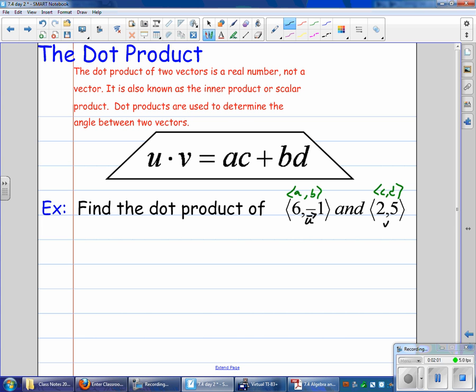and this vector v, to find the dot product here, we'd say u dot v is equal to 6 times 2 plus -1 times 5. Now, if we perform the order of operations here, 6 times 2 is 12, multiply first, -1 times 5 is -5, then add them up, and we get u dot v, or the dot product of vectors u and v, to be +7.